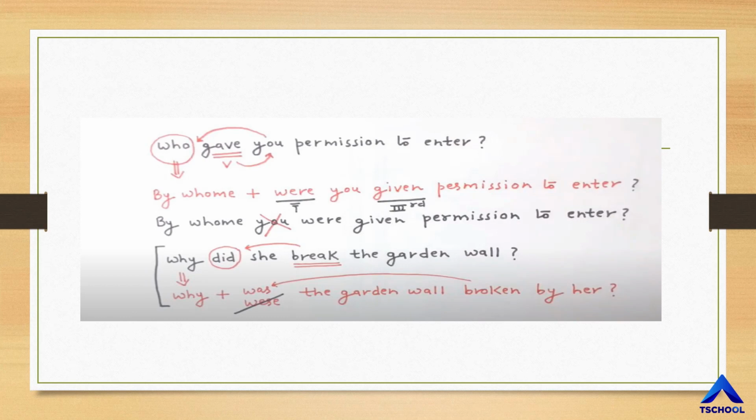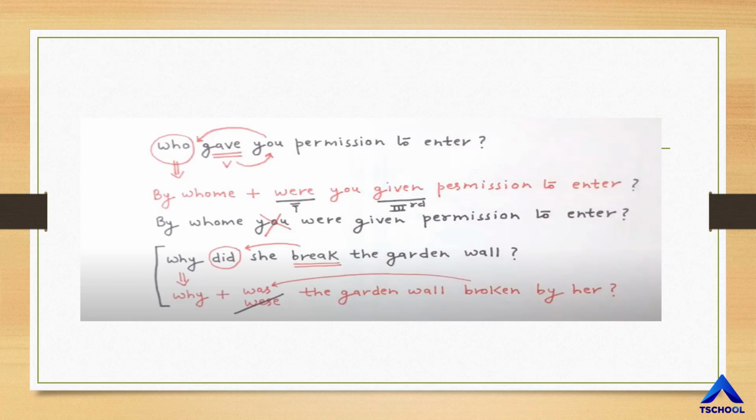Then it would be you. Look at the second option again. It looks very correct when we say it. But that is not the correct answer grammatically. The correct answer is by whom were you given permission to enter. I hope this concept is clear.